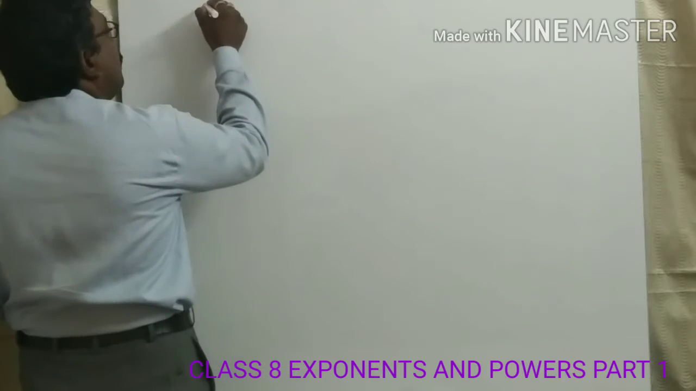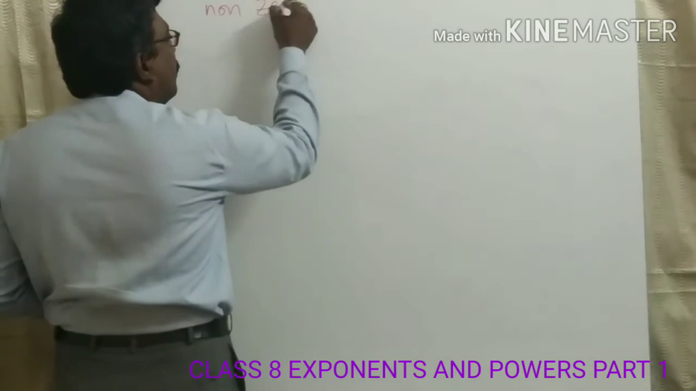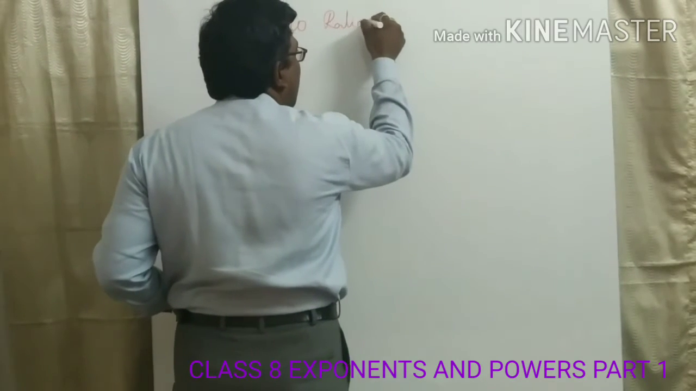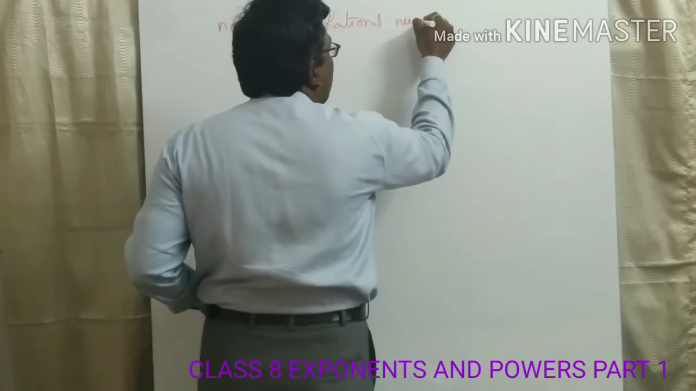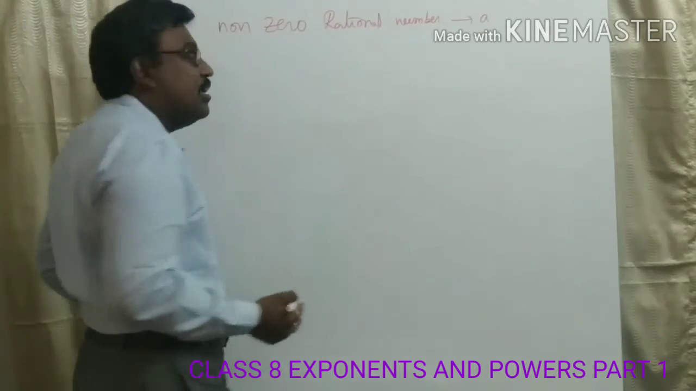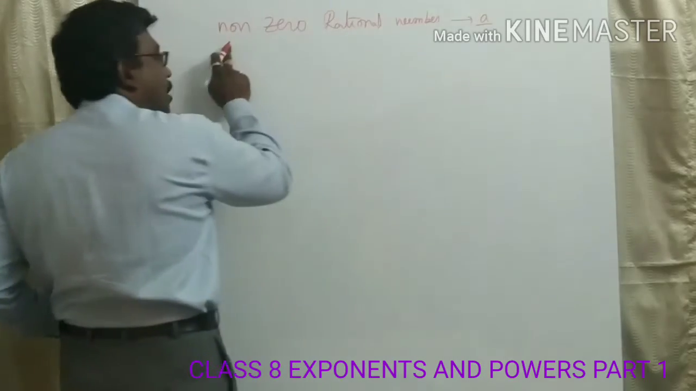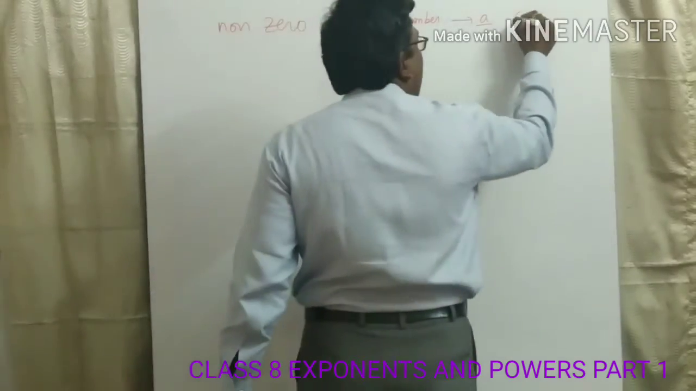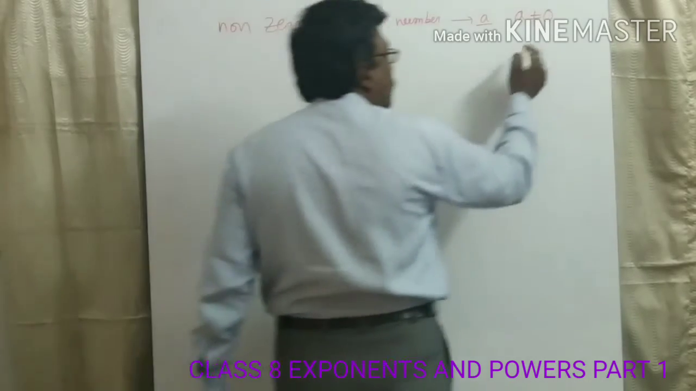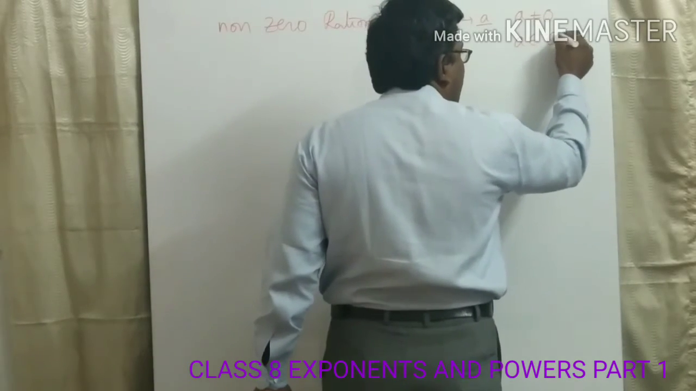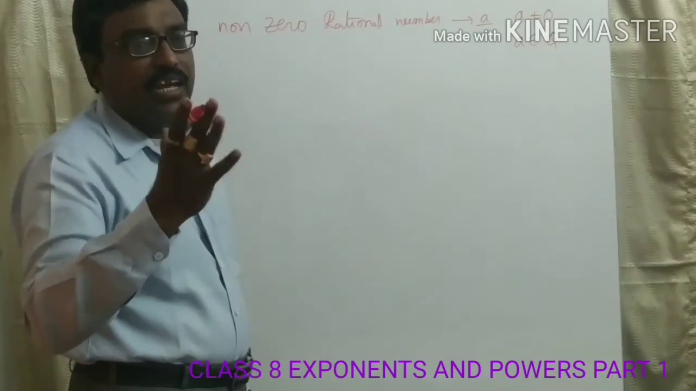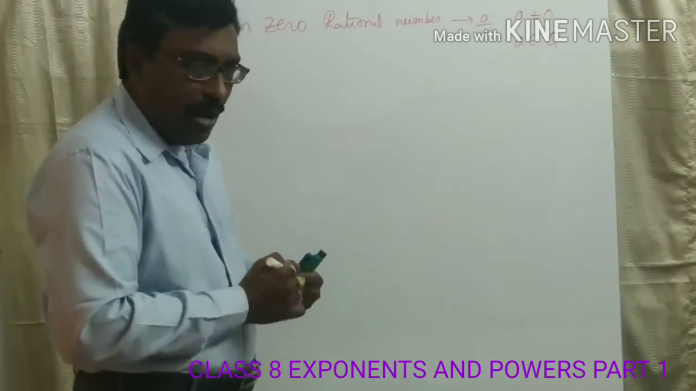Okay, in this, a non-zero rational number is considered as A. A is non-zero, that means A is not equal to 0, and A is a rational number. A belongs to the rational numbers. Of course, A is not 0.